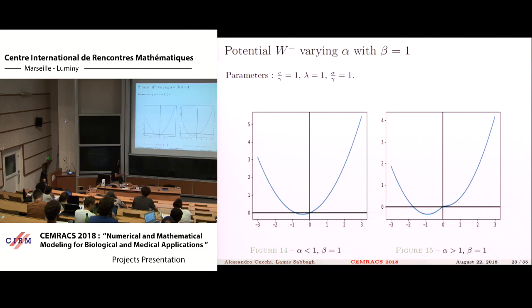Now, if we take always a negative signal, but a strong signal, so beta equal to 1, here what we see is exactly as before.